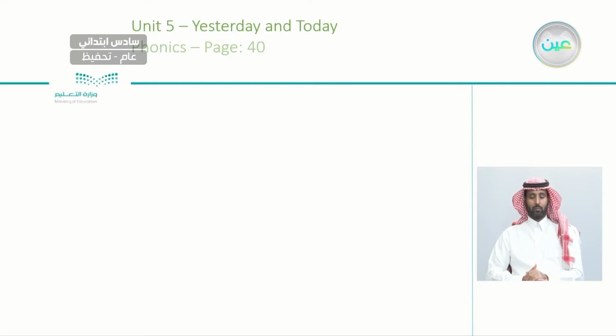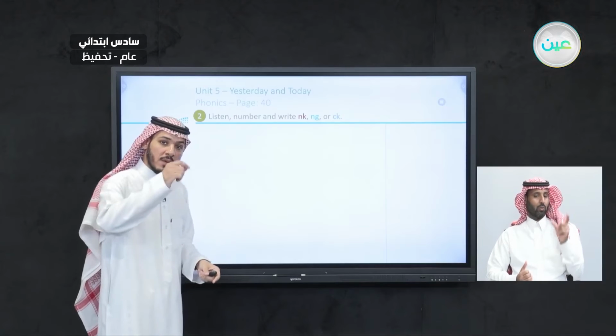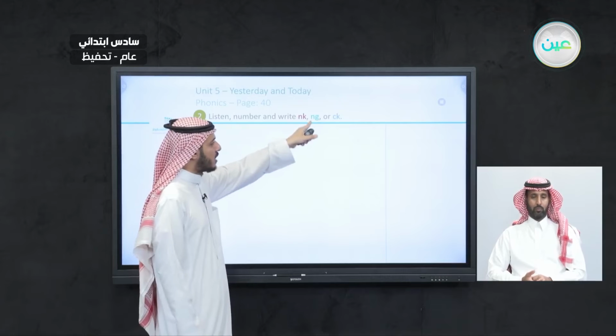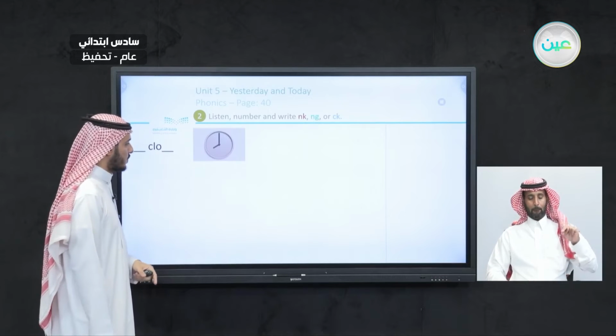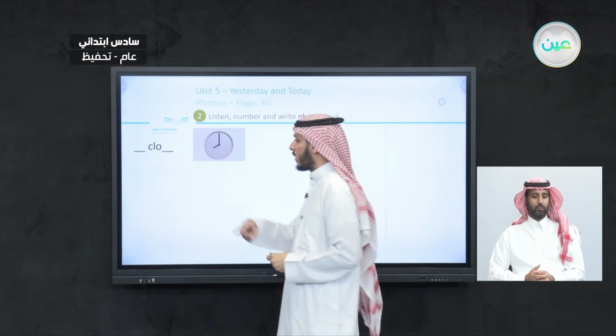The same page, page 40, number 2. Okay, listen, number and write NK, NG, or CK. So now you will listen and number, you will what? Write the numbers. Number and write, you will write what? NK, NG, or CK. So now we have this. Okay, let's listen and tell me after that.